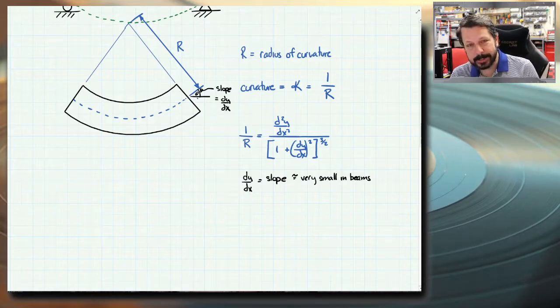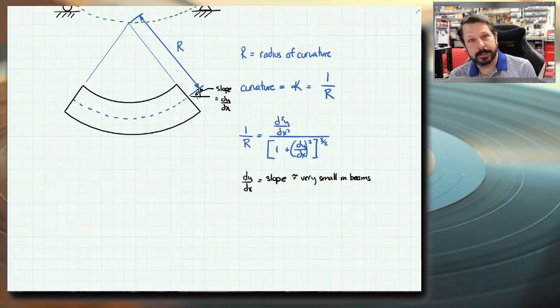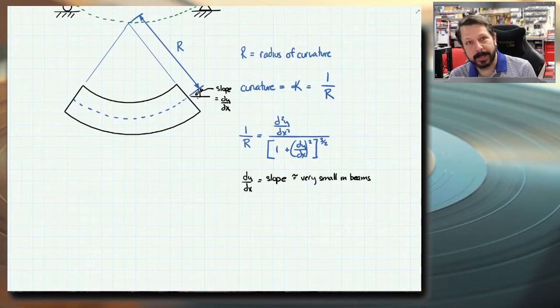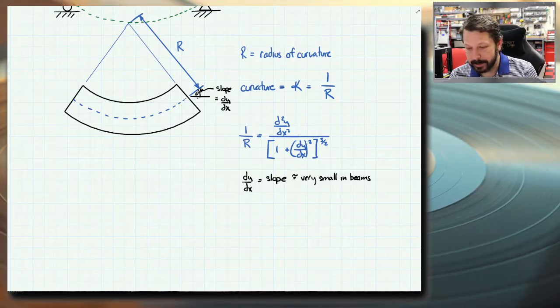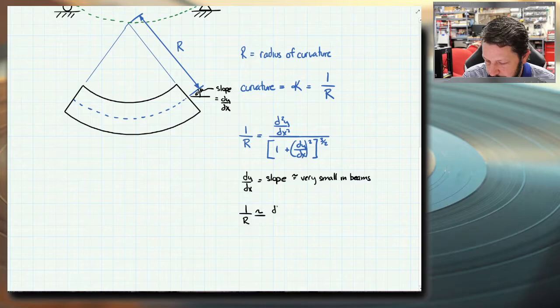So as long as we're dealing with beams where the deflection is pretty small, which is the way we want beams to behave when we're using them in a design, then this entire denominator is just 1. And so that means we can write 1 over R is pretty much equal to just this part.